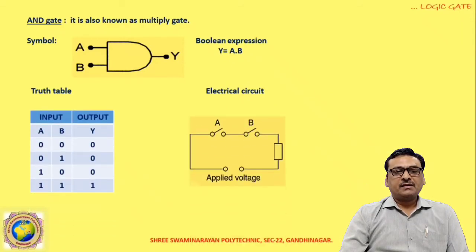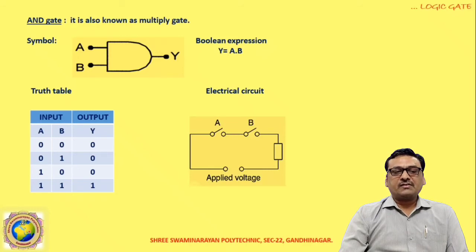It multiplies the inputs, so 0 into 0, the output will be 0. For 0 and 1, it will also be 0, and for 1 and 0, it also gives 0. When both inputs are high, the output is always high. So this is the condition we get from the AND gate.